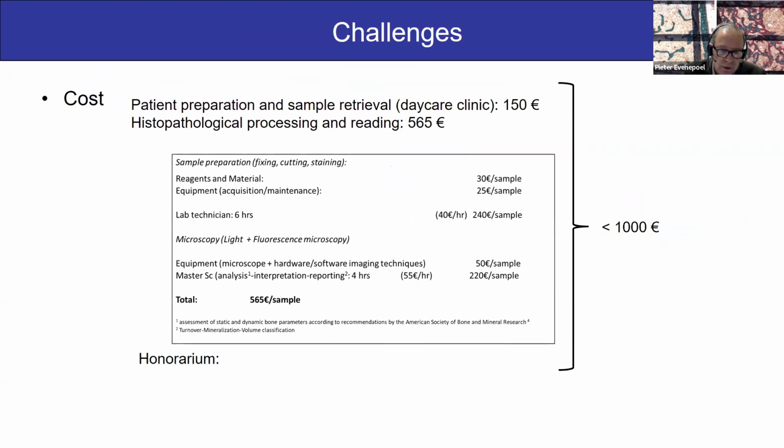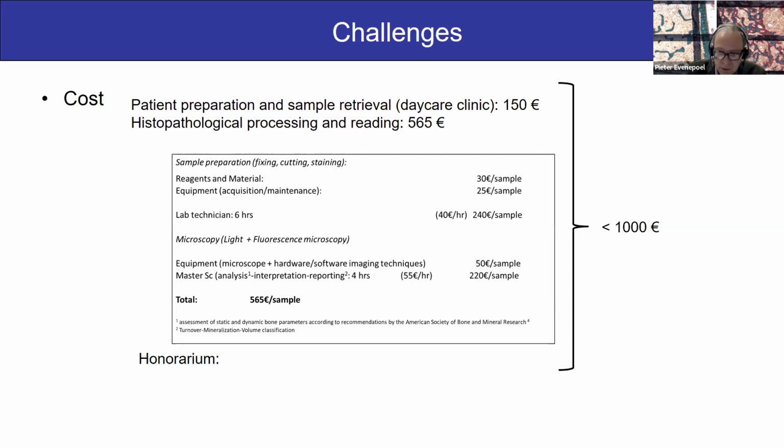And I'll just give you the example of what we do in Leuven, and I do acknowledge that it can be different in other countries, but it's about 1,000 euro, I would say, the cost of the whole procedure. So both the bone biopsy procedure itself, the labeling, and the analysis, which is the most costly part of the whole, which is about 565 euros in Belgium.